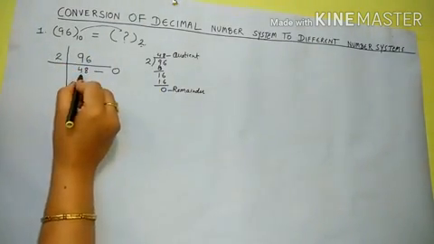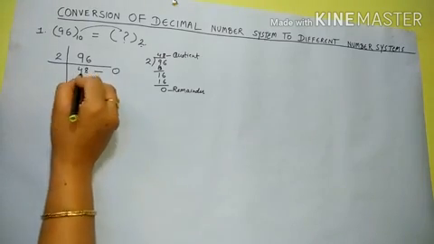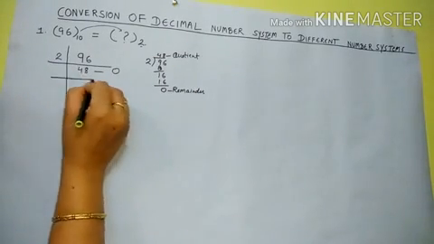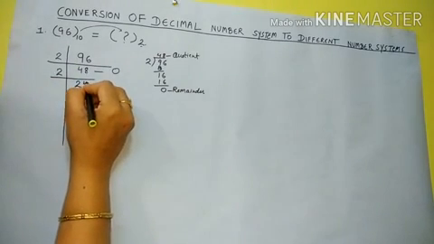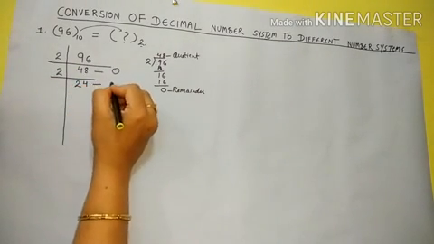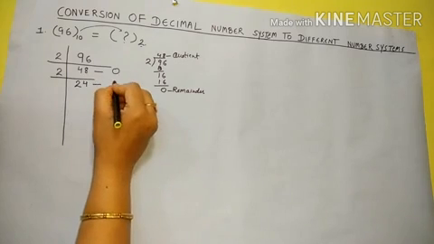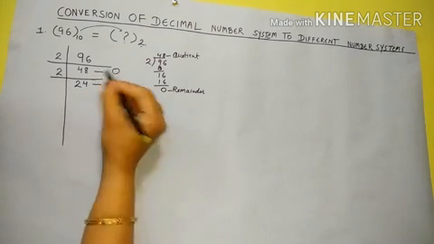Next, now we'll divide 48. The next quotient is 48, so again we'll divide it by 2. 2 2s are 4, 2 4s are 8. So quotient is 24 and remainder will be 0 again.